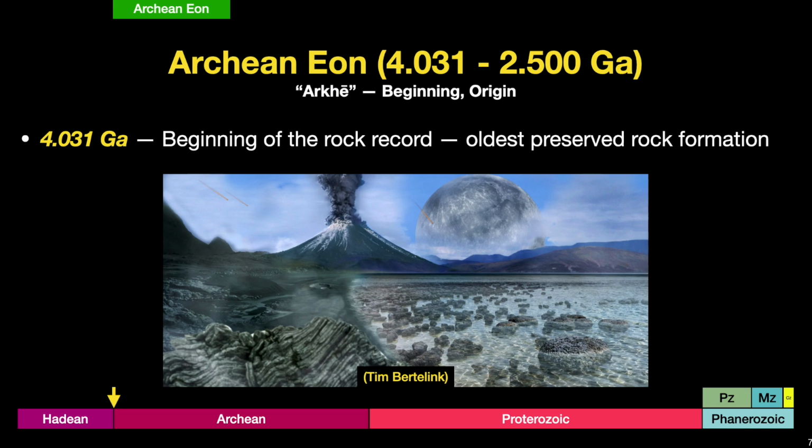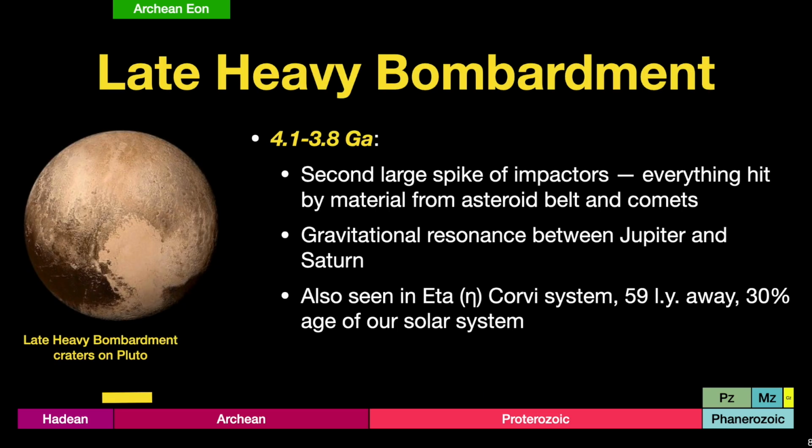Now, during the Archean, Earth was a lot different. Earth was warmer, there was a lot more volcanic eruptions, and the moon was closer, as demonstrated in this artist rendition of the Archean Eon. The boundary between the Hadean and Archean eons was a period of time known as the Late Heavy Bombardment, spanning about 4.1 to 3.8 billion years ago. This was a second large spike in impactors, meteorites colliding with Earth.